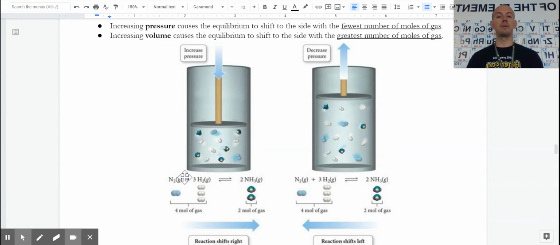However, if I remove some hydrogen gas, now I wouldn't have enough of that. I would need to make more of it. And the thing that makes more of it would be the ammonia. So the ammonia would be breaking apart. It would break apart to make more hydrogen. In doing so, it would also make some more nitrogen. We would have less of this.